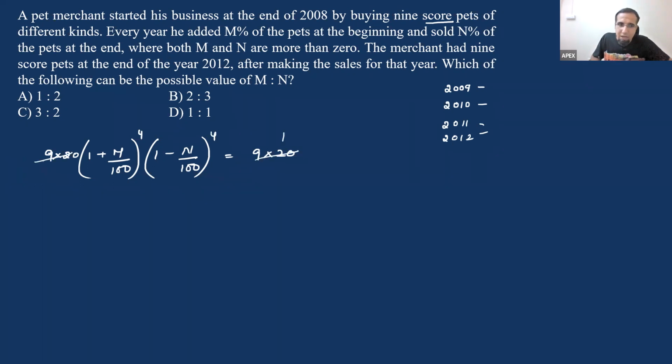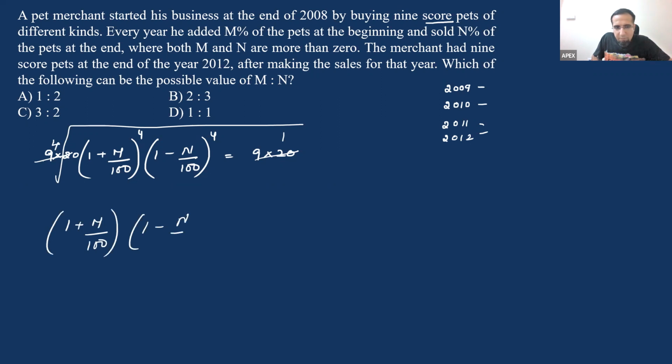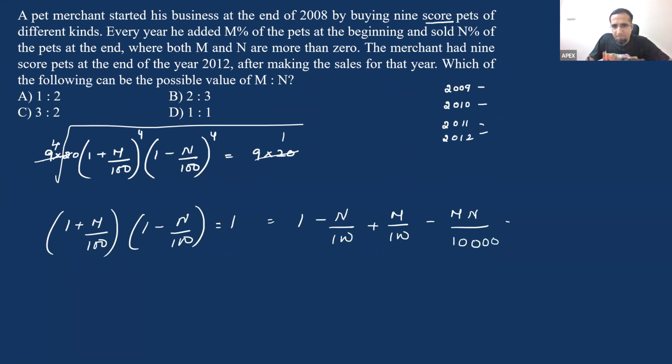Now on the right hand side, we have 1. So let's take the 4th root of this number. If I take the 4th root of the number, I get (1 plus m by 100) into (1 minus n by 100) is equal to 1. So when I simplify, 1 into 1 is 1, minus n by 100 plus m by 100 minus mn by 10,000 is equal to 1. Again, 1 and 1 gets cancelled.